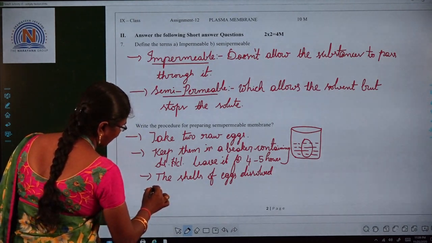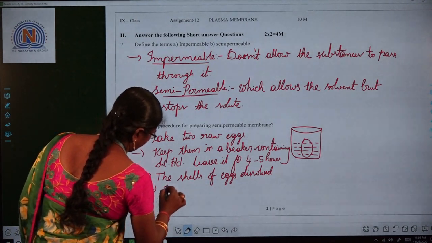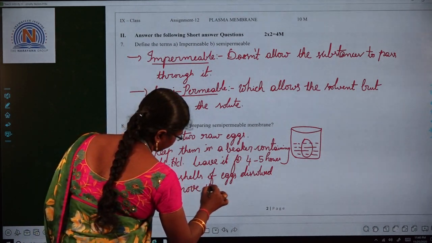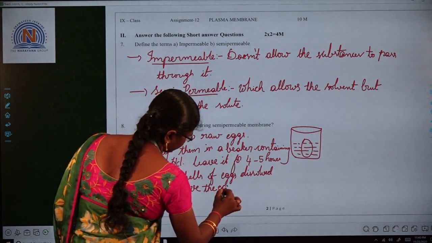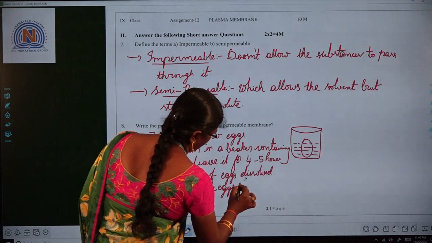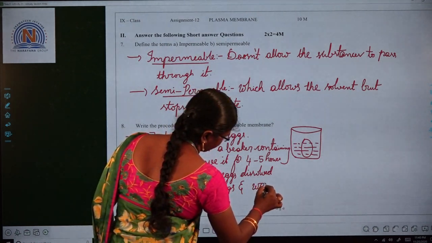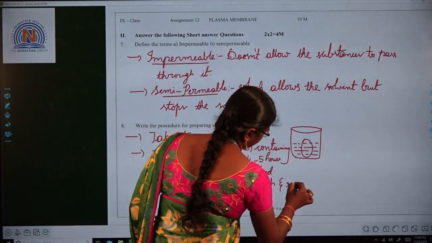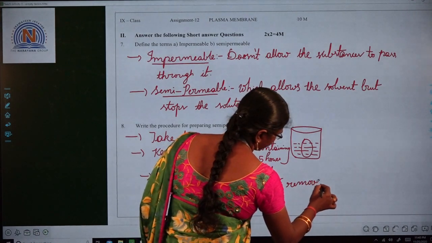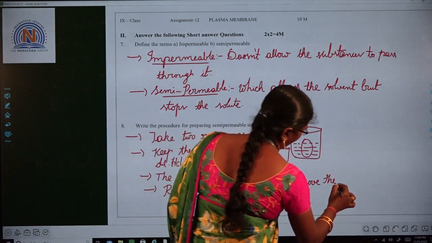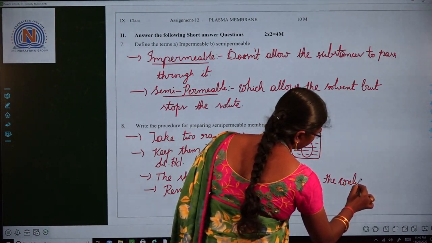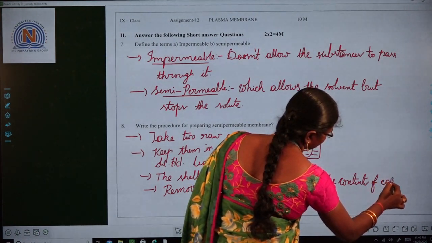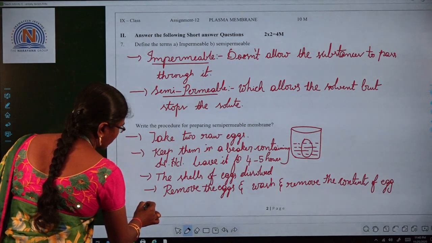Now remove the egg and wash it thoroughly, and by pressing remove the contents. Now our semi-permeable membrane is ready.